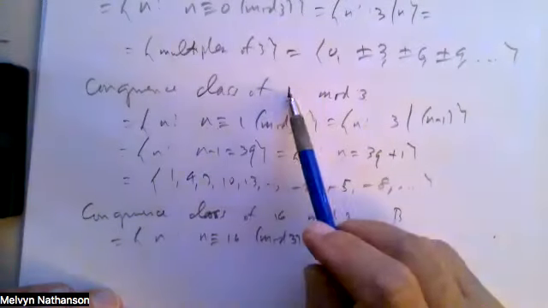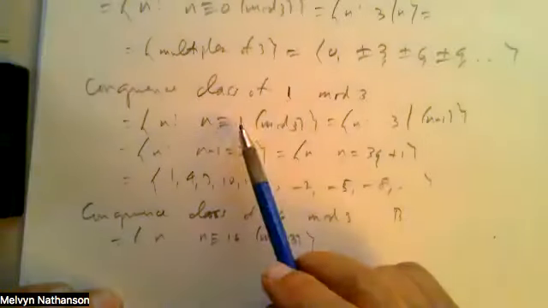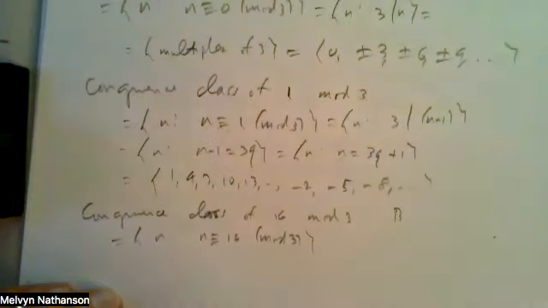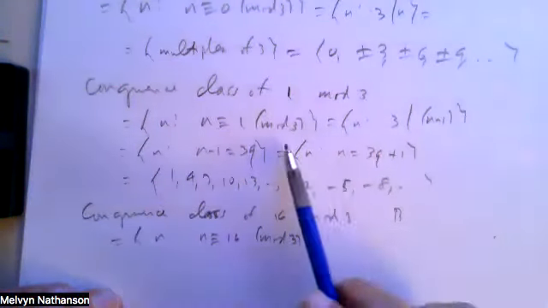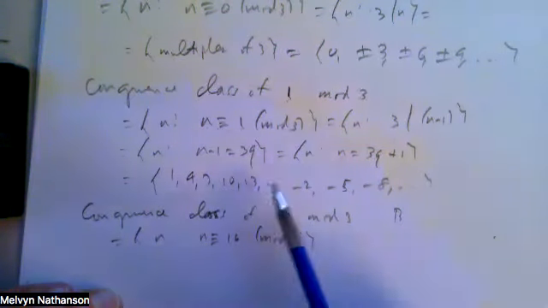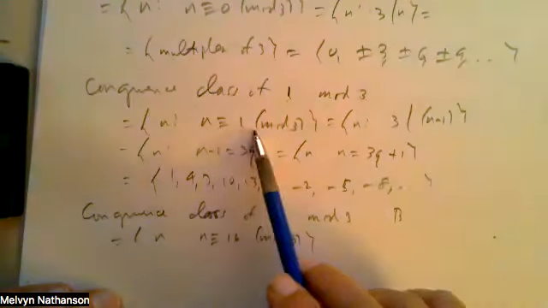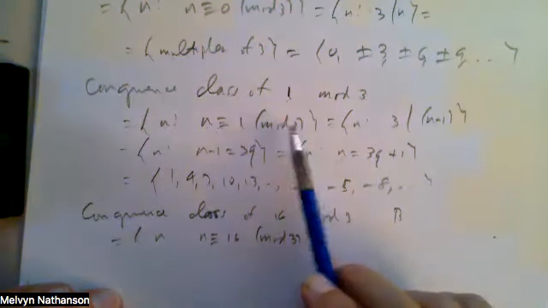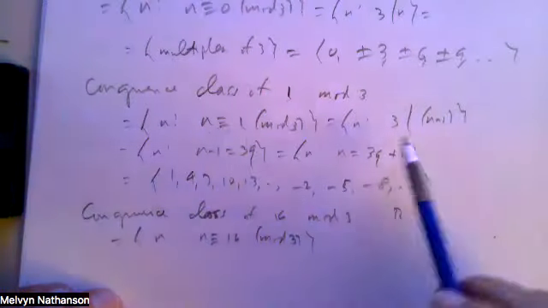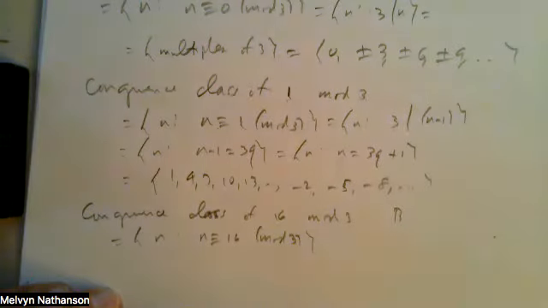That's the problem. The congruence class of 1 mod 3, so that's why I have 1 mod 3 here. This means the n-1 right here. 3 divides n-1? So what is this? What is the definition of this? n is congruent to 1 mod 3 means 3 divides the difference of these two numbers. 3 divides n-1. That's the definition of congruence.